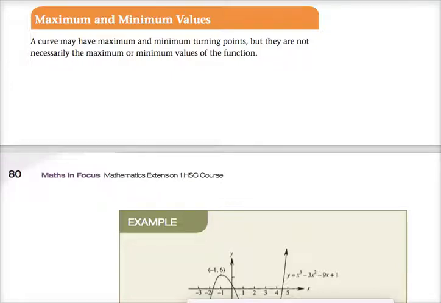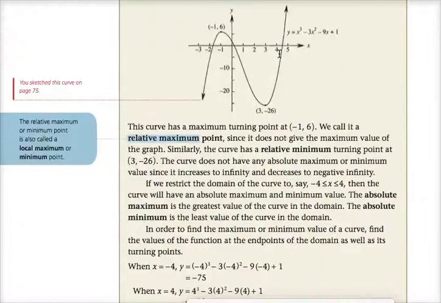Okay, we're going to go back one exercise and look at, I think it's exercise 2.9, maximum and minimum values. We actually came across this in today's lesson, and I think we need to go back to this exercise, which we omitted. So with maximum and minimum values, your curve can have maximum and minimum turning points, but they may not necessarily be the maximum or minimum values of the function.